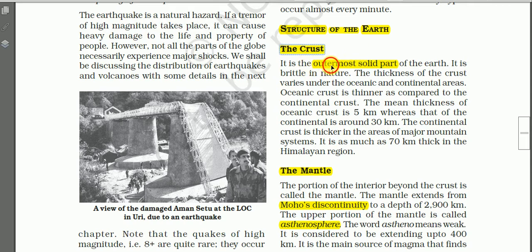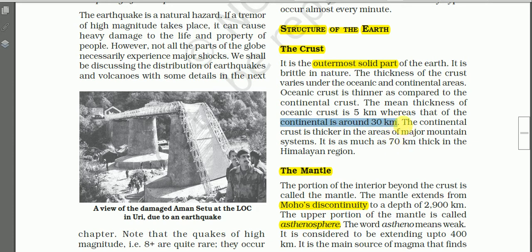The crust is the outermost solid part of the earth, and it is brittle in nature. That is brittle, having little elasticity. That means easily cracked, fractured, fragile we can say. And the thickness of the crust varies under the oceanic and the continental areas. Oceanic crust is thinner as compared to the continental crust. The mean thickness of the oceanic crust is 5 km, whereas that of the continental is around 30 km.